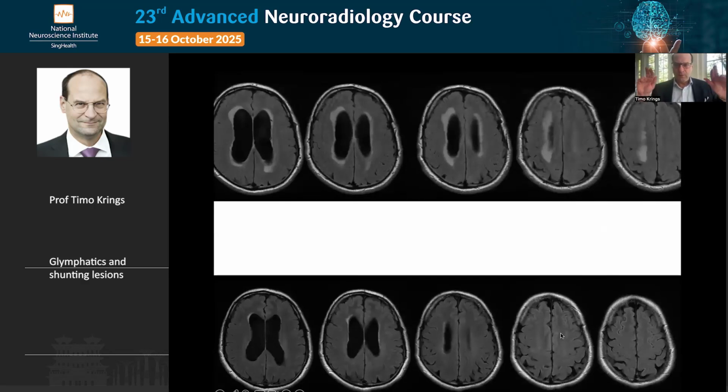And you see that the normal pressure type findings have completely gone, and the patient's dementia reversed, and he was back again to his normal self.